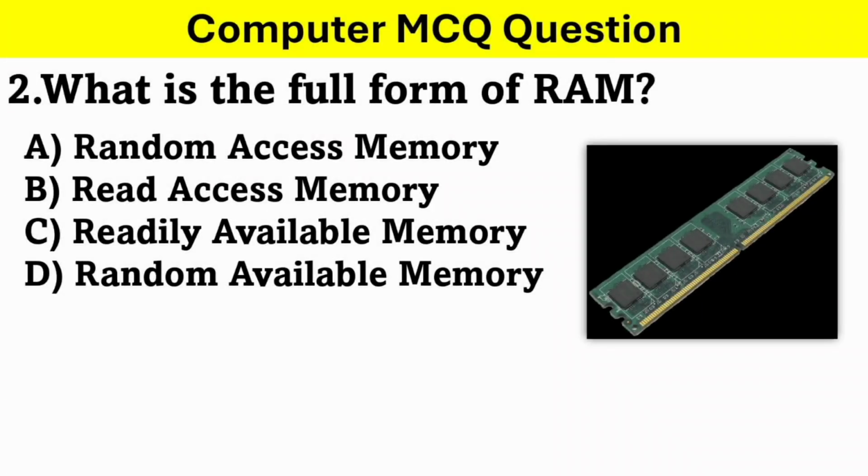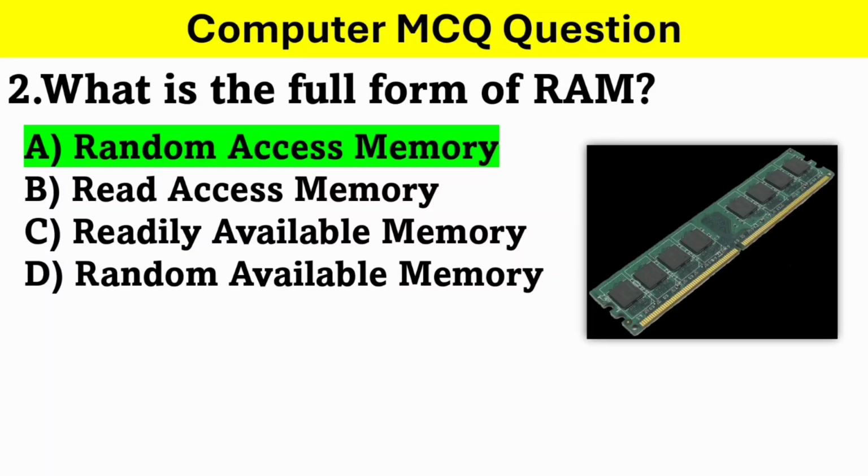What is the full form of RAM? A. Random access memory. B. Read access memory. C. Readily available memory. D. Random available memory. The correct answer is random access memory.